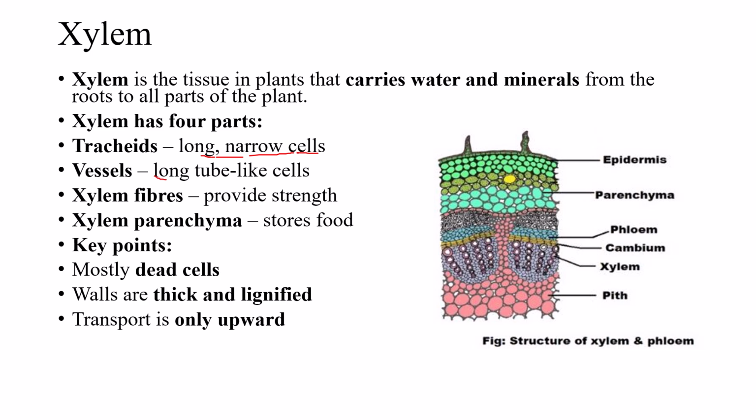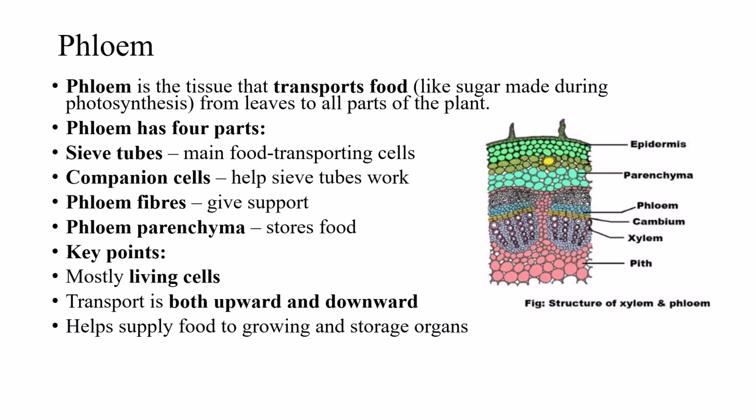Vessels are long tube-like cells. Xylem fibers, they provide strength. Okay, xylem parenchyma stores food. Wherever parenchyma tissue is there, make sure that you remember that parenchyma is always living tissue because parenchyma is never dead. Key points: mostly dead cells, walls are thick and lignified, transport is only upwards. So when the plant transports its water, it goes only upward. Okay, it won't come down.